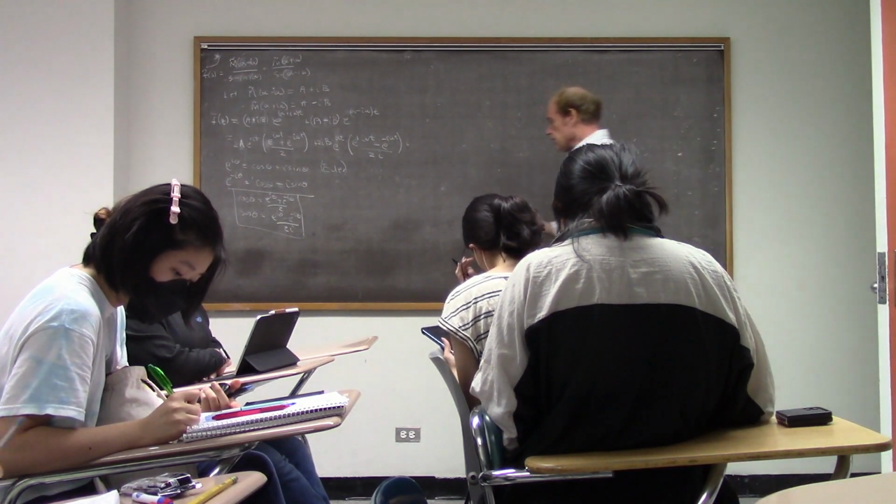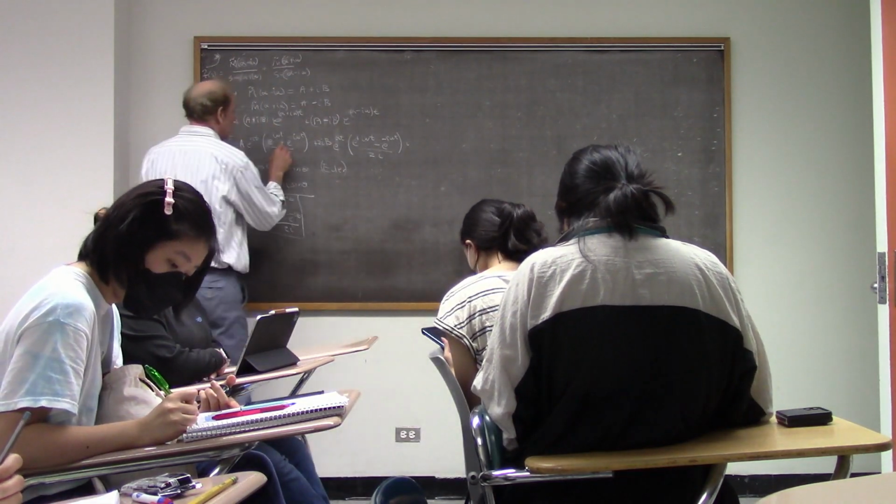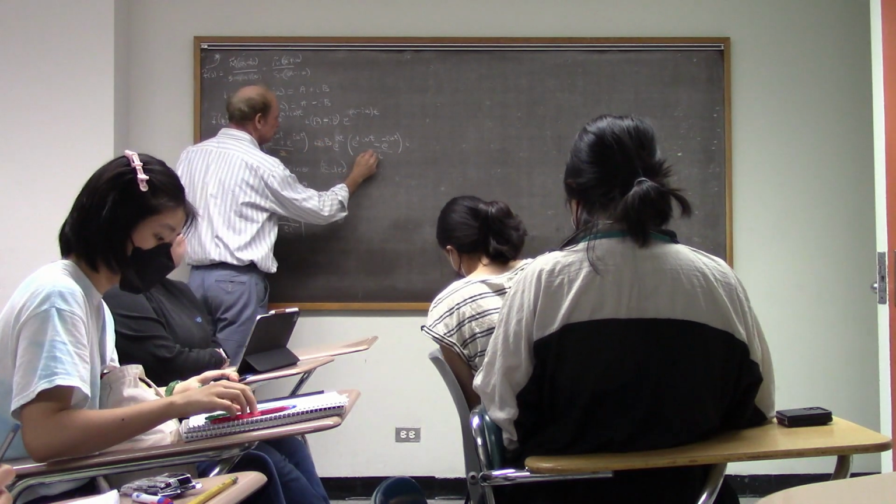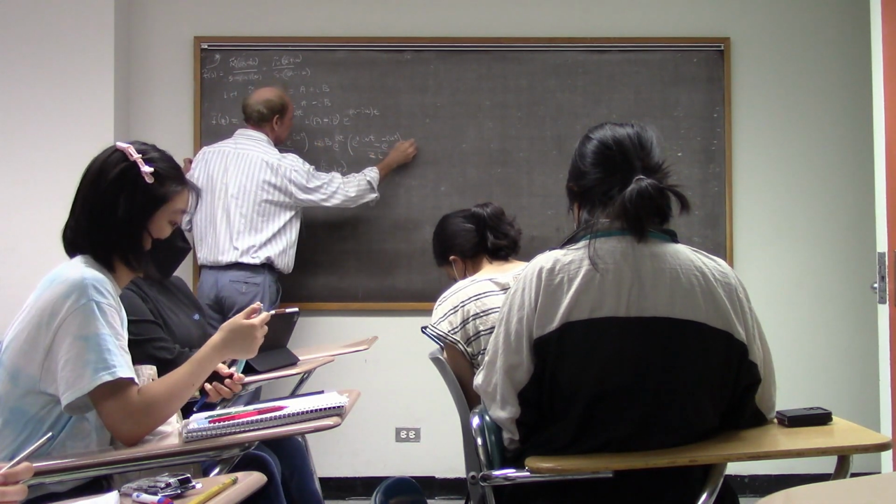Okay, so let's make it orange. I multiplied by 2 and divided by 2. And I multiplied by i and I divided by i.